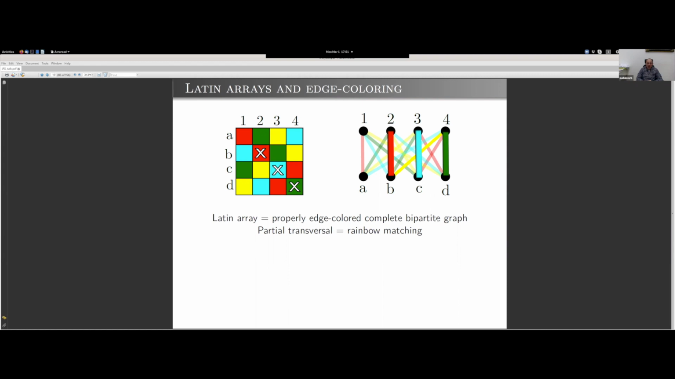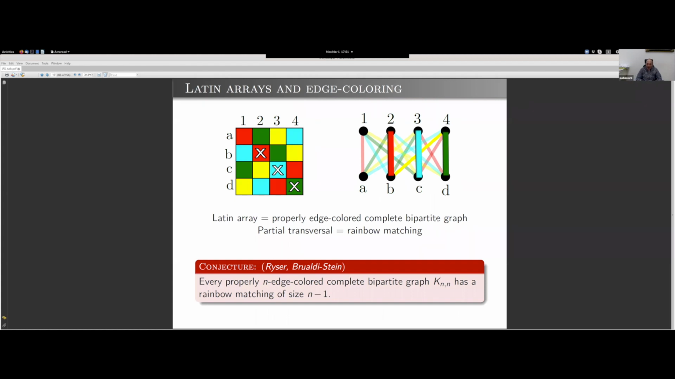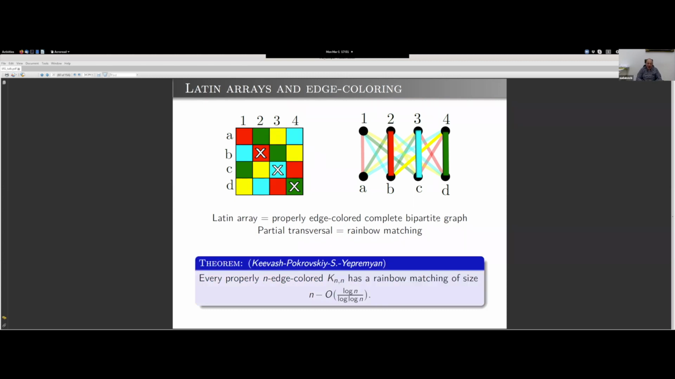Therefore, Ryser's conjecture can be reformulated in the following language. If you take any properly edge-colored complete bipartite graph using n colors, then the conjecture says that you can find a rainbow matching of size n minus 1. And for example, the result we proved with Alexei, Peter, and Liana says that every properly n-edge-colored complete bipartite graph has a rainbow matching of size n minus a constant times log n.